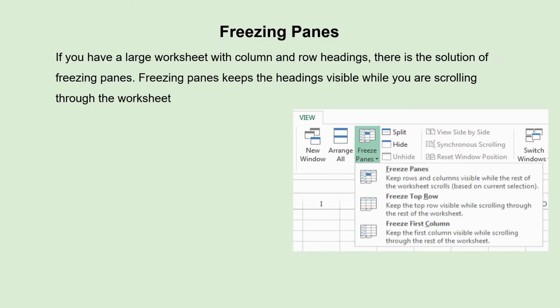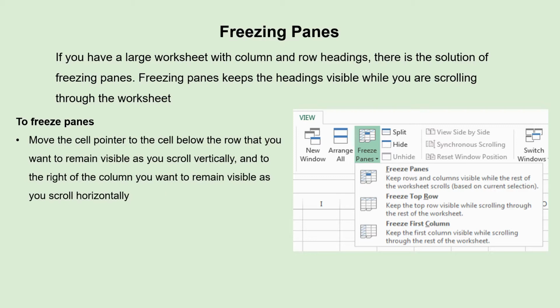If you have a large worksheet with column and row headings, there is a solution: freezing panes. Freezing panes keeps the headings visible while you are scrolling through the worksheet, so you can always see the top rows even though you're scrolling through all the rest of the information. So you can always know what information corresponds to what heading.